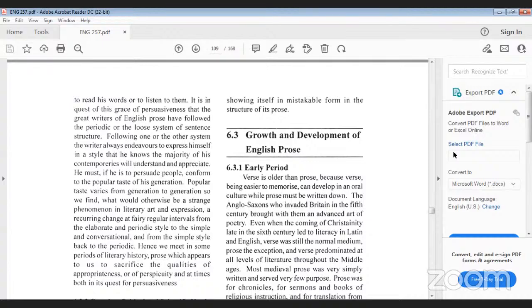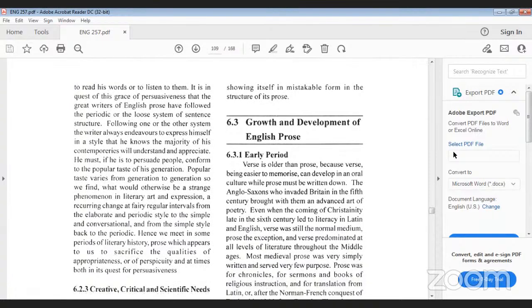Growth and development of English prose, early period, verse. Verse is older than prose because verse is easier to memorize and can develop in an oral culture, while prose must be written down. The Anglo-Saxons who invaded Britain in the fifth century brought with them an advanced art of poetry. Even when the coming of Christianity late in the sixth century led to literacy in Latin and English, verse was still the normal medium, prose the exception, and verse predominated at all levels of literature.